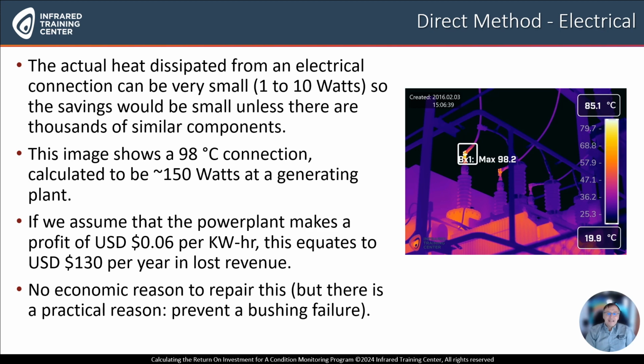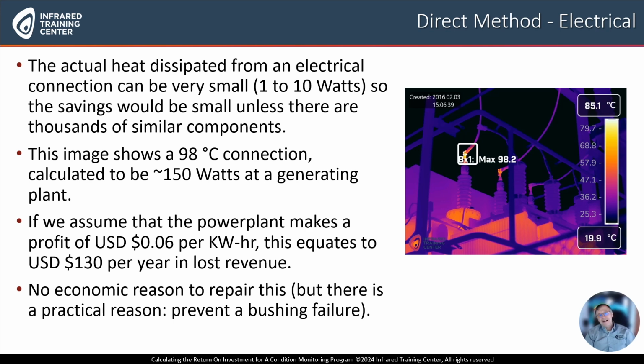Here's an example of an electrical direct method. The actual heat dissipated from an electrical connection can be very small. Most motor control center and lighting panel connections are 1 to 10 watts worth of power. And so if you're just finding 1 or 2 or even 10, it's really not that large of an economic loss. But in this situation, that's a 98 degrees Celsius connection, calculated to be about 150 watts of power, and this was at a generating plant.